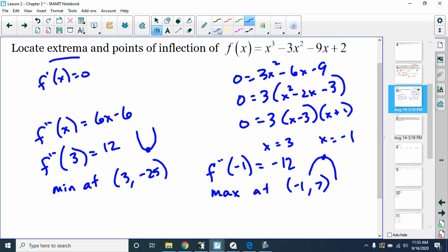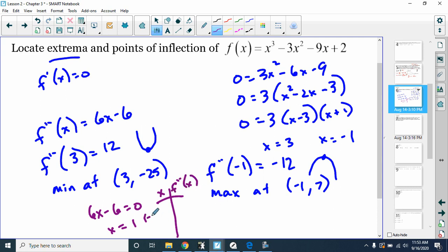Points of inflection occur when the second derivative changes sign. So to find where the second derivative changes sign, we're going to take the second derivative, set that equal to 0, and set up intervals around those values. In this case, we only have one value. Make sure you label your table.